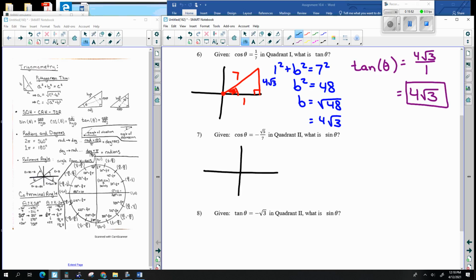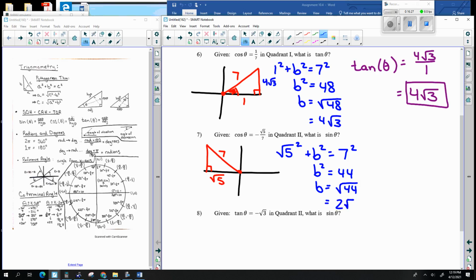Okay, quadrant 2. Okay, cosine is the adjacent over the hypotenuse. Pythagorean theorem. So a squared, that's just going to be 5, plus b squared is equal to c squared. It's 49, so 49 minus 5 is 44. So b is equal to the square root of 44, and so that is 2 root 11.